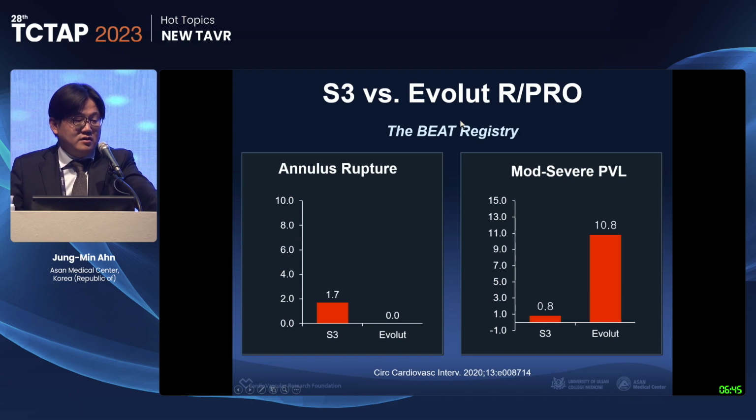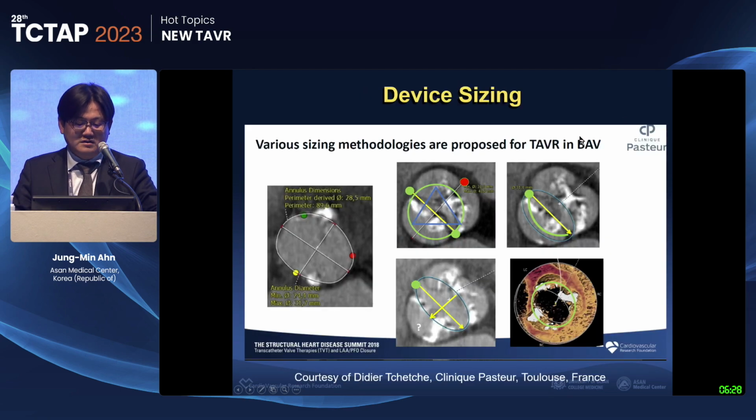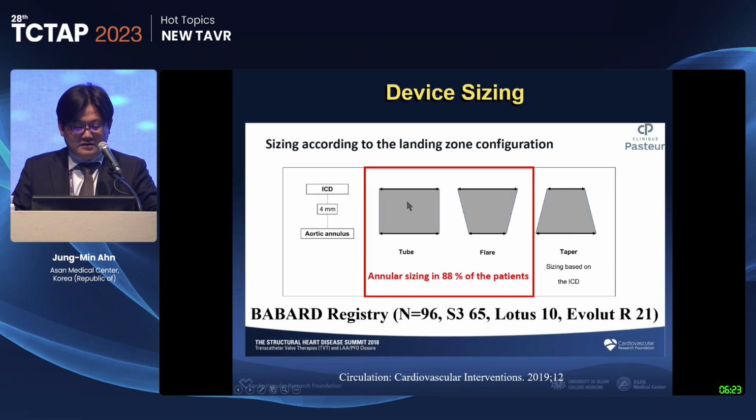However, as we can expect, the complications are different. The SAPIEN 3 is associated with a higher rate of annulus rupture. The Evolut R is associated with a higher risk of moderate to severe paravalvular leakage. How to decide the device sizing? I think this is very important.